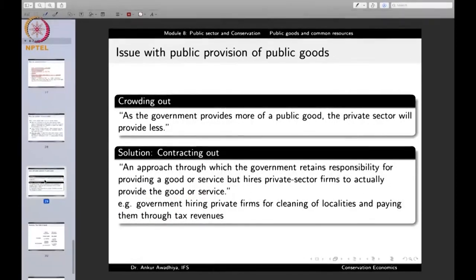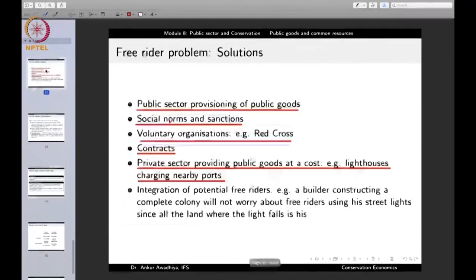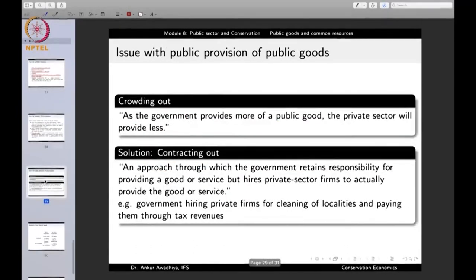Now, there is one issue when we say that the public sector can provision for the public goods. One is that there can be crowding out, which means that as the government provides more of a public good, the private sector will provide less, and this will lead to a contraction of the private sector. Now, if you want a free market economy, if you want a capitalist sort of a system, so in that case, crowding out will become a serious problem.